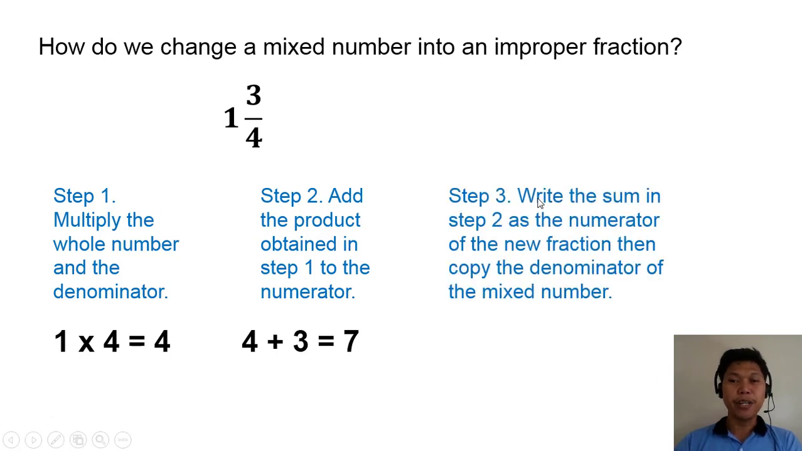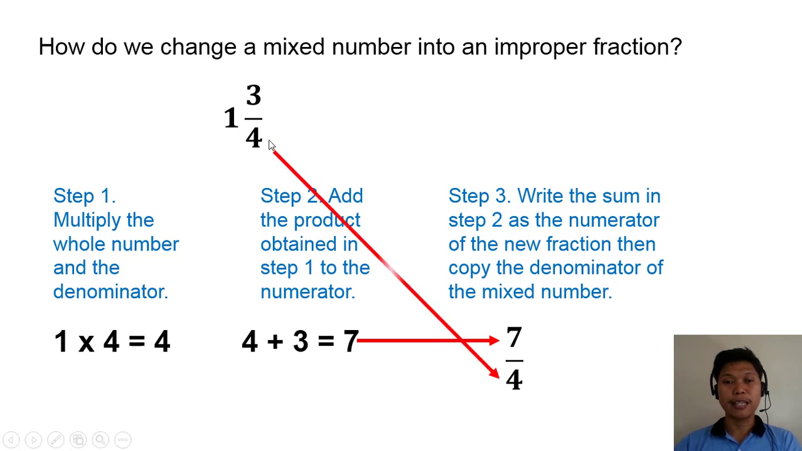At ang step number 3 naman is write the sum in step 2, which is this one, 7, as the numerator of the new fraction, then copy the denominator of the mixed number. So isulat daw natin to as numerator, ayan, and then kopyahin daw natin tong denominator na 4. Ayan, ang 7 galing dito, and then ang 4 dito galing. And we have our new fraction, which is 7/4, which is, pinakita naman natin kanina, 7/4 nga. Okay? So, yan ang steps.